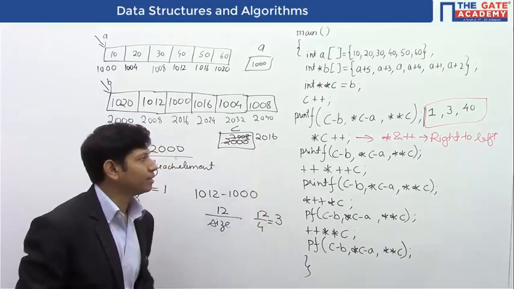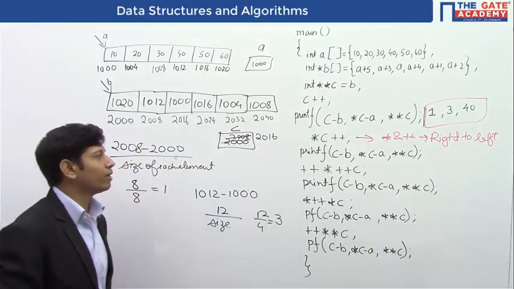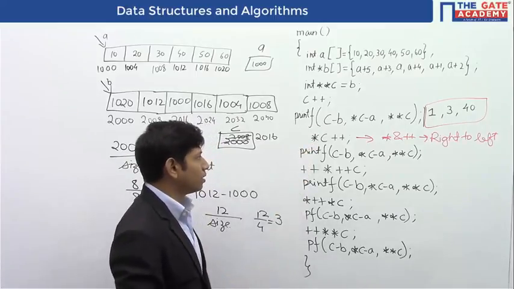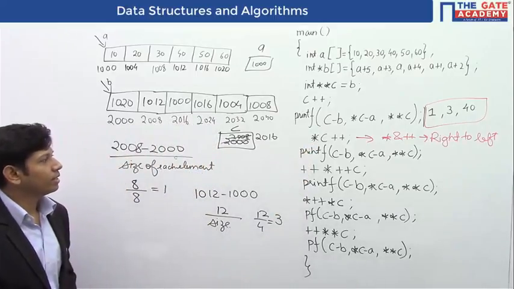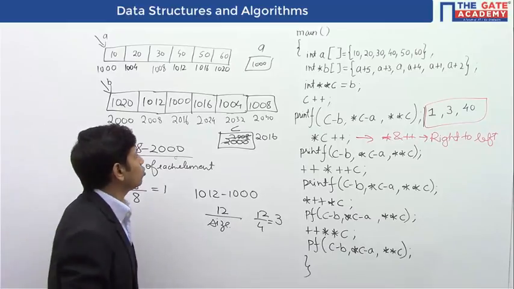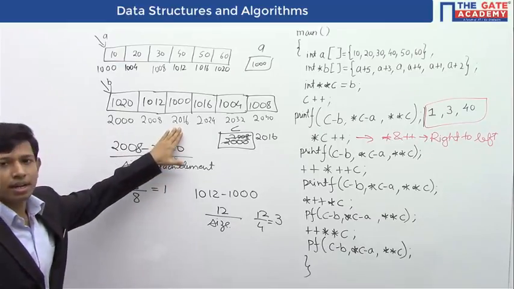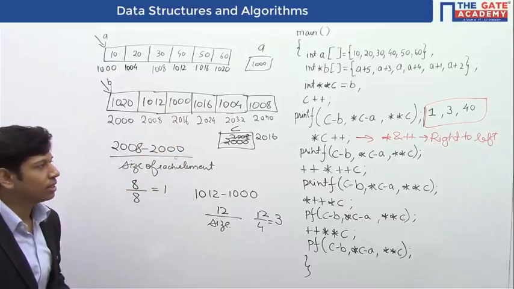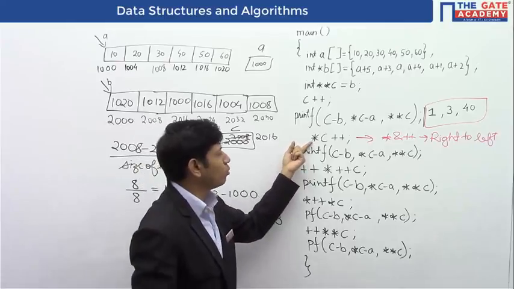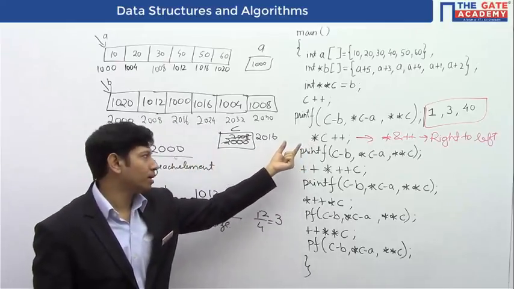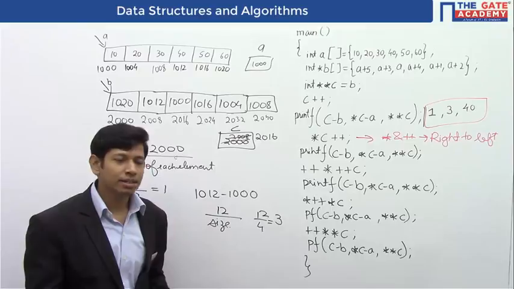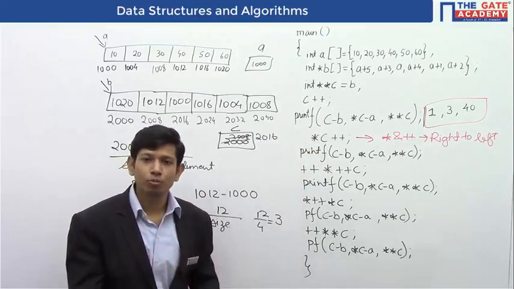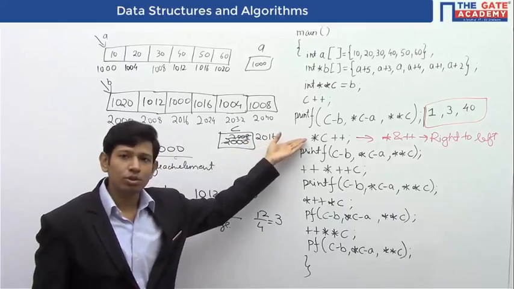Once we have obtained this 2016, next we check the next operation, which is star. So what is star of 2016? Star C means what is the data at 2016? It is 1000. But there is no print command before this. Since there is no print command, nothing will be printed. We just incremented and accessed, but did not output it. So this statement is also complete.